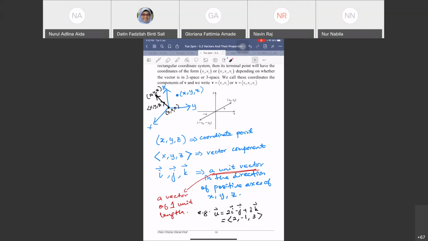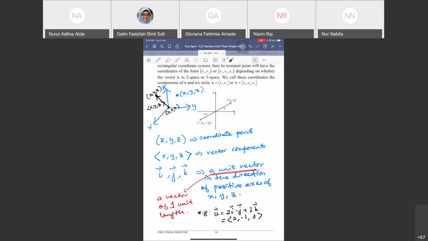But the representation must be correct. If you are using just numbers like this, make sure the notation uses this type of bracket. Don't use this bracket, because this bracket represents a coordinate point. If it is a vector representation, it has to be in this form of bracket. Or you can write in terms of i, j, k, the unit vectors. So this is what we call vector representation in terms of its components.